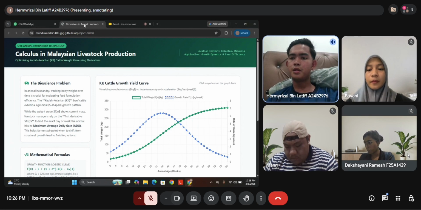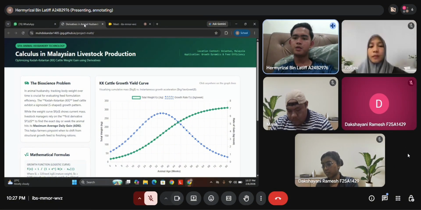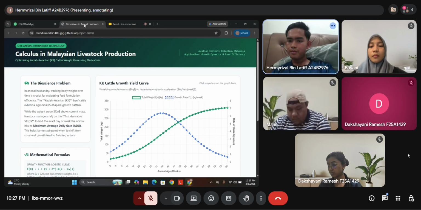In conclusion, managing a successful livestock operation is not about guesswork. It's about data and precise timing. By applying calculus to the unique growth cycles of Kedah Kelantan cattle, we transform abstract mathematics into a highly practical tool for local agriculture.